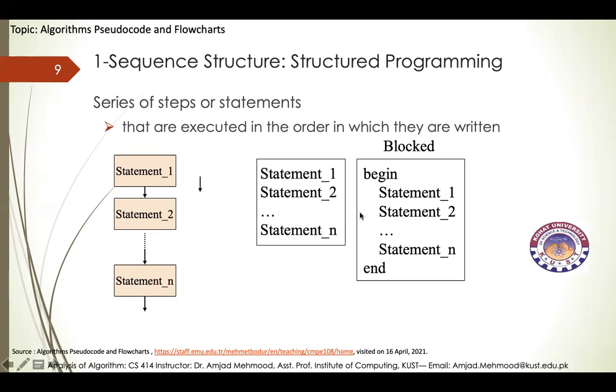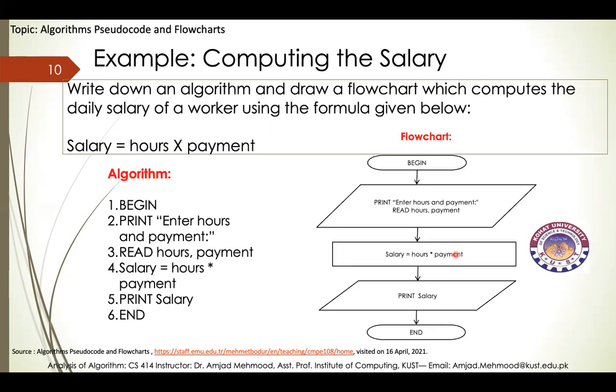So you can show it in block form, where you have a begin and end, and these are the statements, each executed in order. The first statement will be executed first, then it comes to the second, and so on, and then it executes the last one. Now we will take this and write an algorithm and flowchart using this sequence structure.